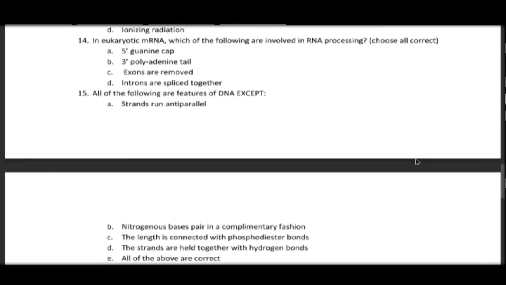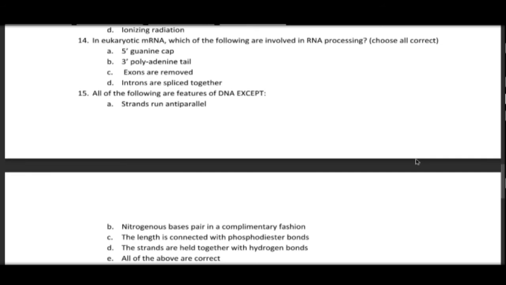A says there are strands that run anti-parallel. B says nitrogenous bases pair in a complementary fashion. C says the length is connected with phosphodiester bonds. D says the strands are held together with hydrogen bonds. And E is all of the above are correct.